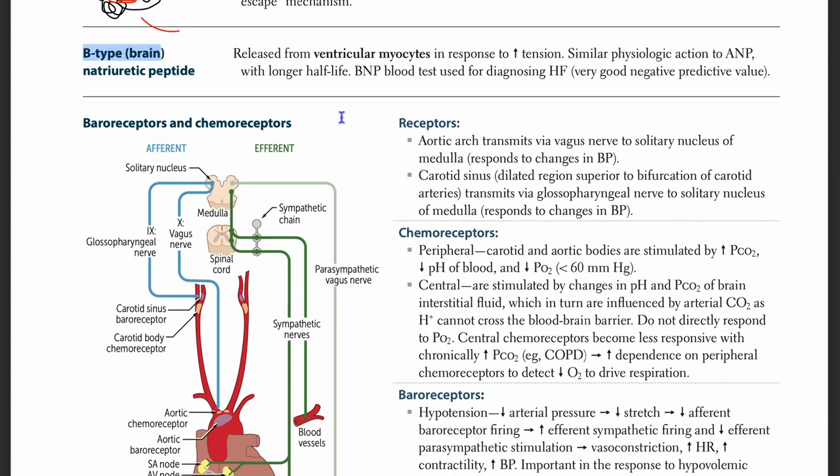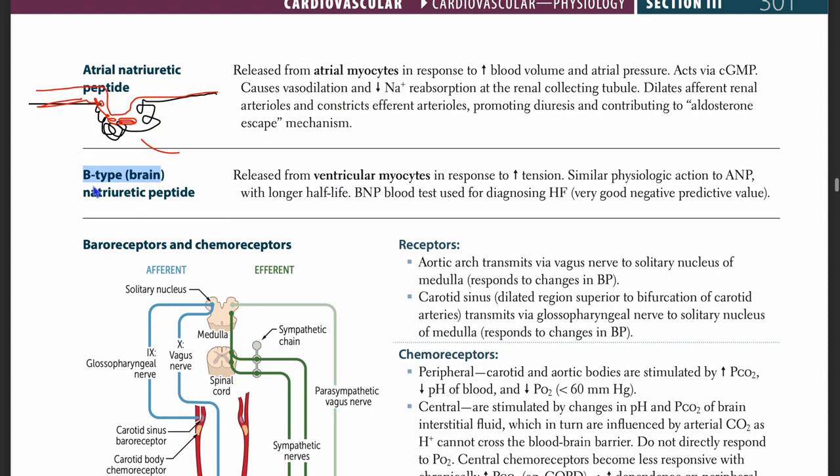You have ANP, and you also have BNP. It's similar to this, but this one is released from ventricular myocytes in response to increase in tension. So similar physiologic action to ANP with longer half-life though. So this one lasts longer than ANP. BNP blood test is used for diagnosing heart failure. Very good negative predictive value.